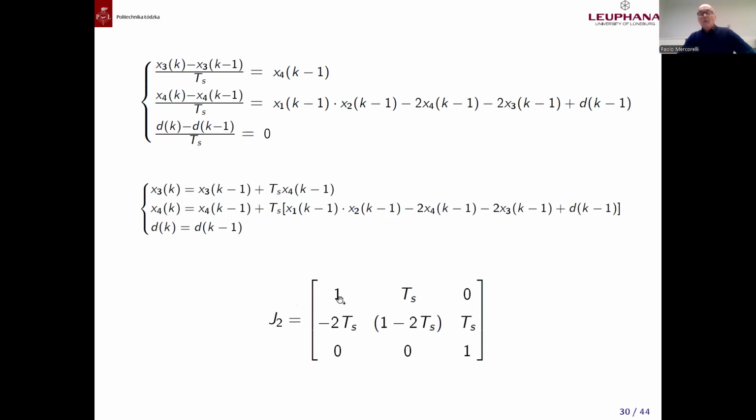Jacobian. Y1, the derivative of this expression with respect to x3 is 1, because x3 appears linearly in the equation. The derivative of this expression with respect to x4 is ts. The derivative with respect to d, we don't have d, so it is 0. Why is the last line 0, 0, 1? It's easy, because d of k is equal to d of k minus 1, which becomes a Gaussian variable.